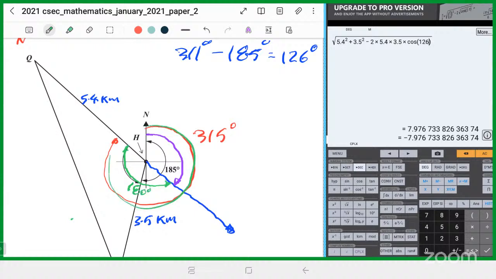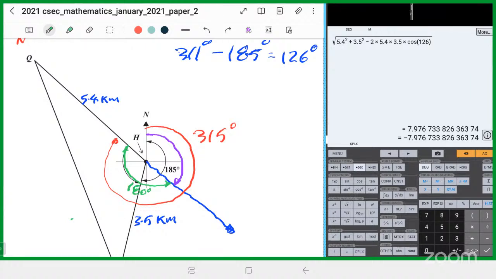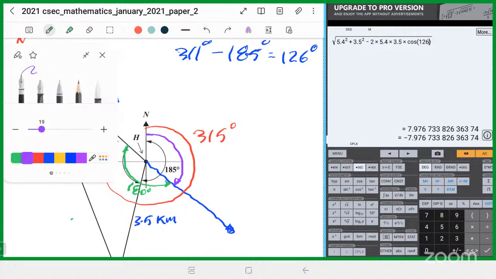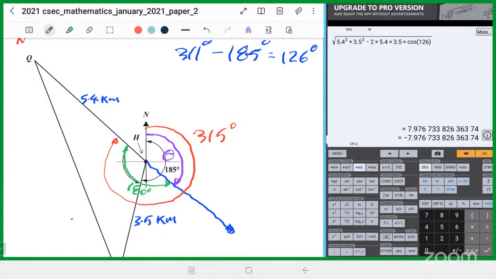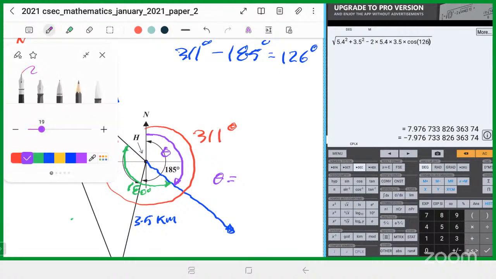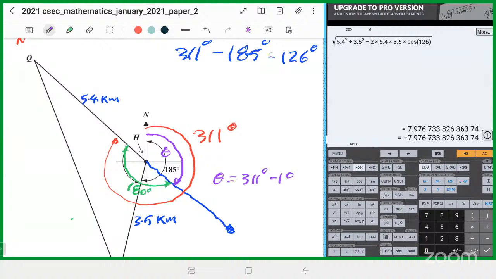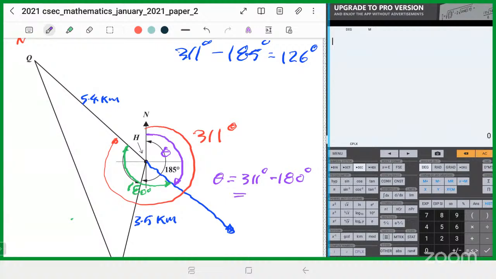And the whole thing around here, so it's 315. So it means that this purple angle that we're trying to find, the bearing angle, the purple angle, is 350 minus 180. Let's call that purple angle theta. This purple angle inside here, let's call it theta. So the theta angle is 311. This thing is 311 as the bearing all the way around here. Theta becomes 311 degrees minus 180 degrees. That is that bearing angle. 311 minus 180 becomes 131 degrees.